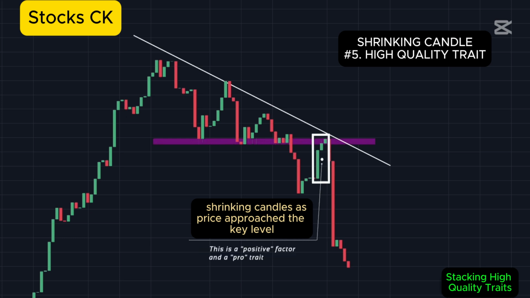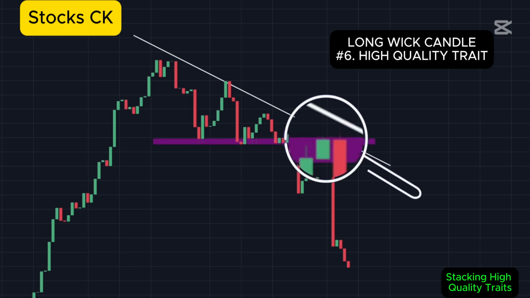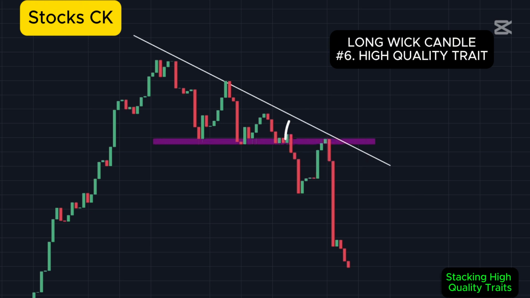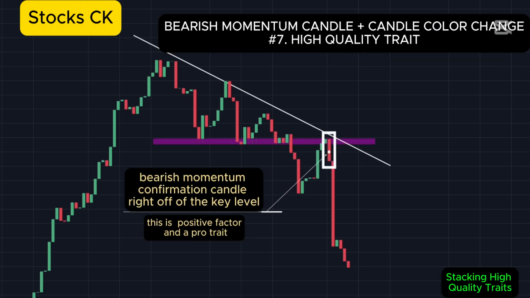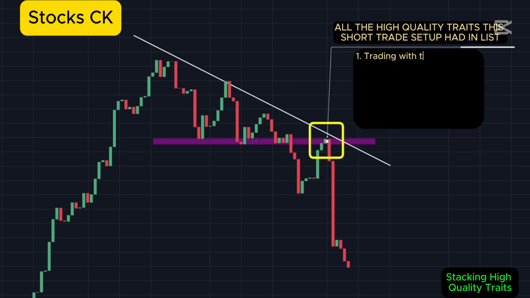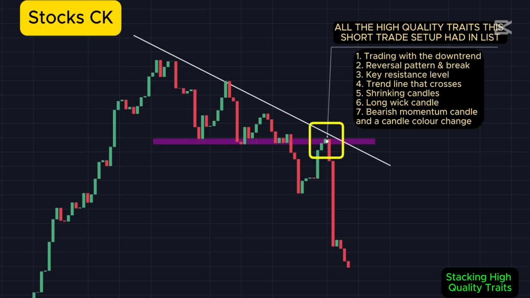Another great factor. Sixth, you had a long wick candle form right at the area of confluence, showing price reacting to the area. Seventh, you had a bearish momentum confirmation candle right off of the level. That is also a candle color change. Another great factor. Look at this list of all the great factors going in your favor for the short trade setup. This is a high quality short trade opportunity.